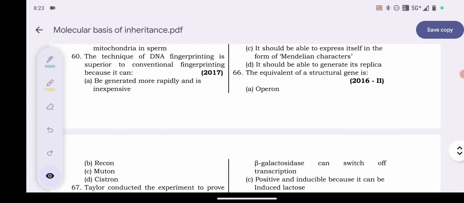66. The equivalent of a structural gene is operon, recon, muton, cistron. The equivalent of a structural gene is option D, cistron. Okay. Cistron is a segment of DNA coding for a polypeptide. So option D is the correct answer.